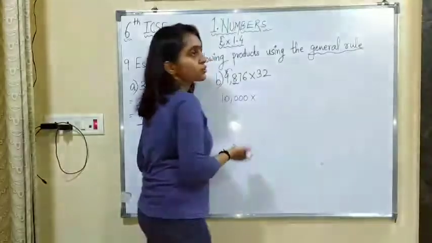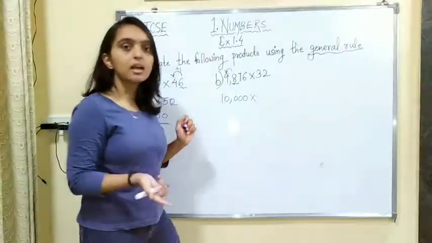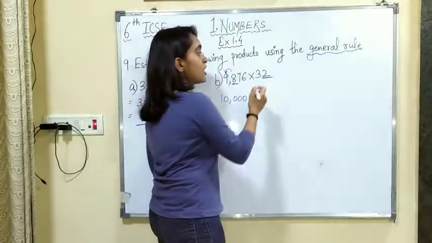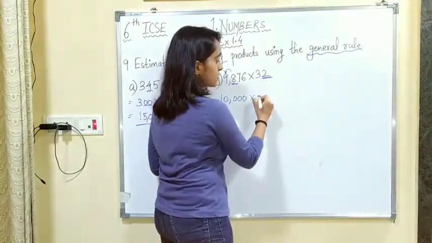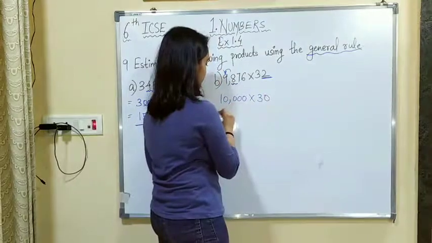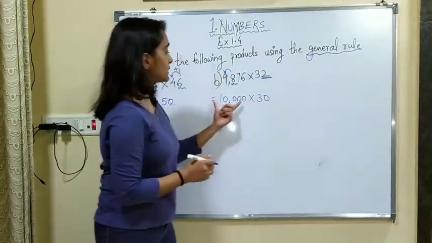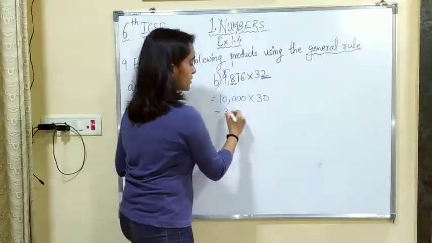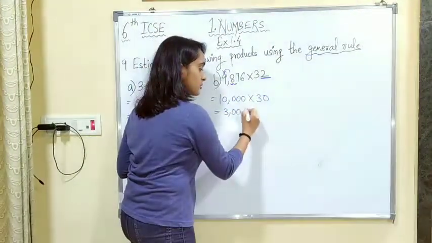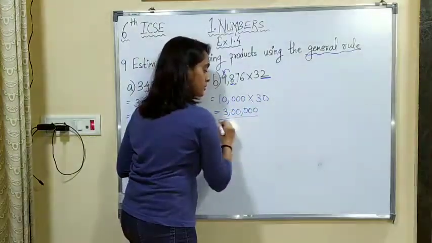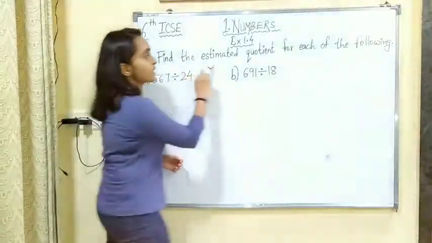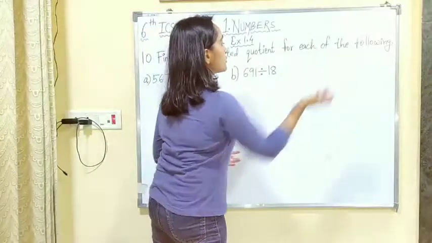Here 32 is there. So we will estimate it to the nearest tens place. So 32, 2 is less than 5. So we will just replace 2 by 0. So 30. Now 10,000 multiplied by 30,000. So it will give you 3 lakhs. 3 lakhs. Okay.